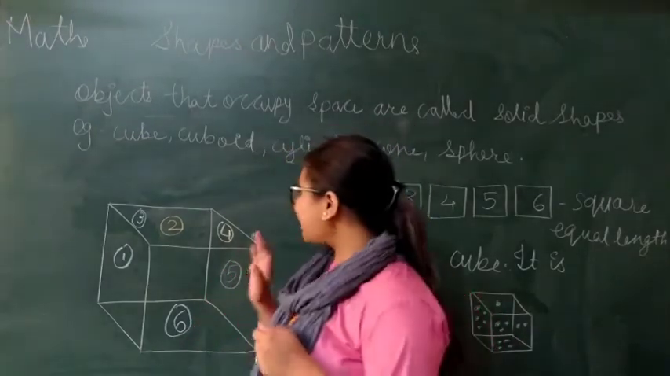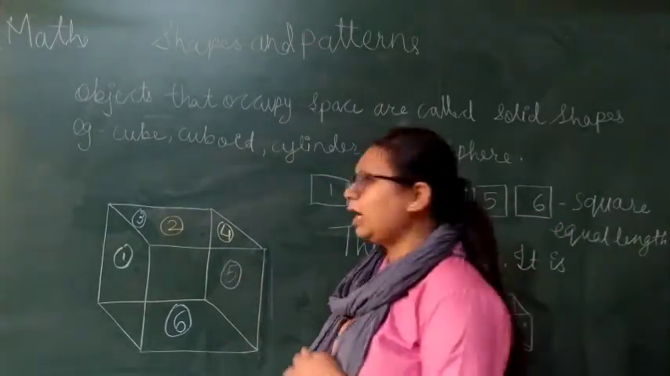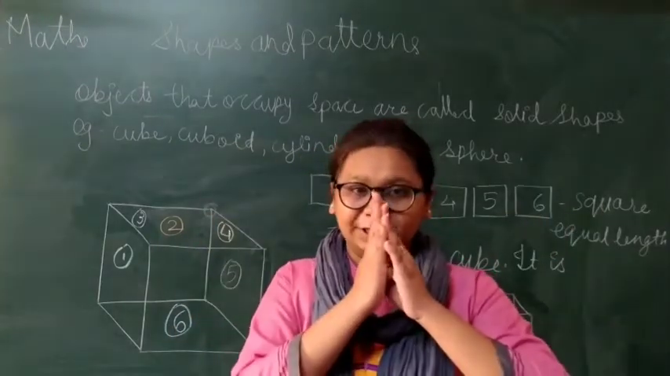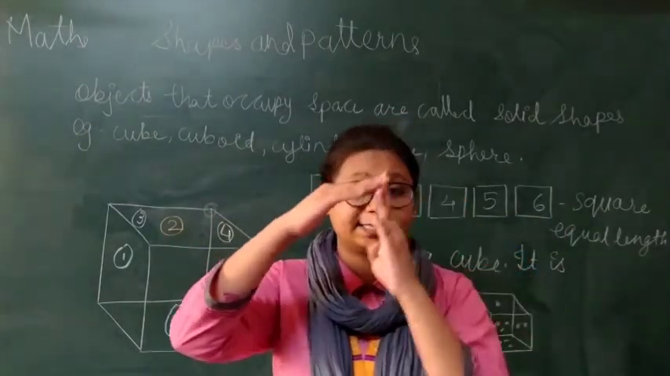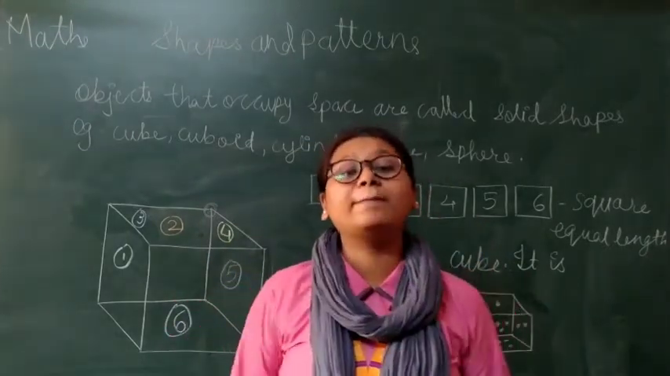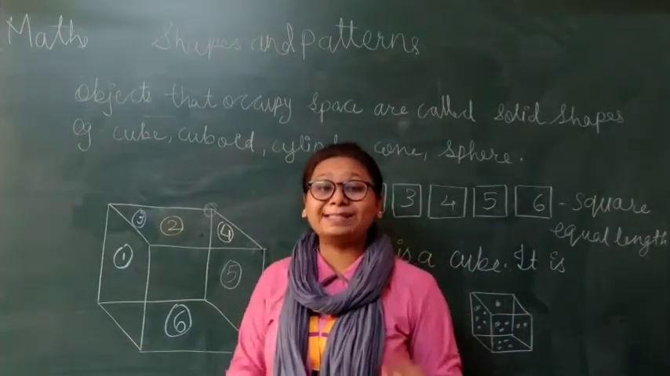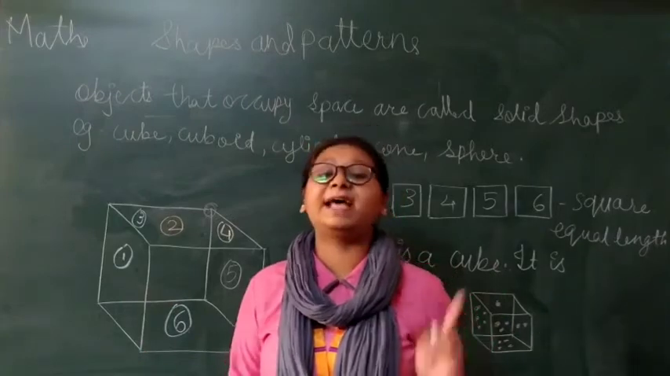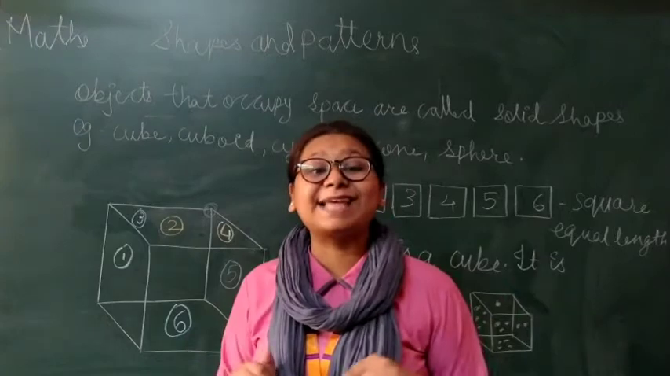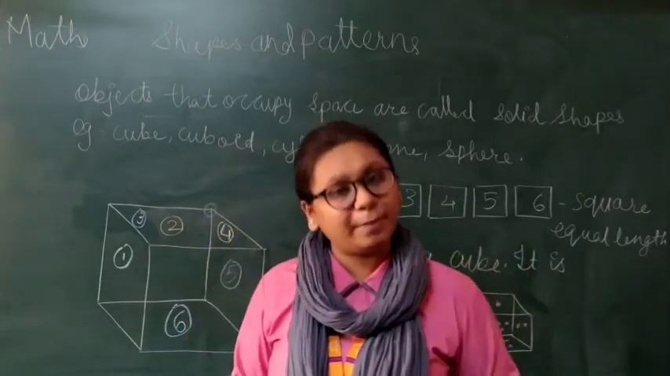Now students, the side where 2 faces meet each other is called an edge. Sides where 2 faces meet each other, okay? We call it an edge. Now students, the cube has in total 12 edges, okay? It has 6 faces and it has 12 edges. That means a cube has 6 sides and 12 edges, where every side meets.